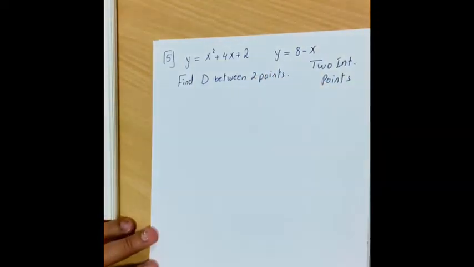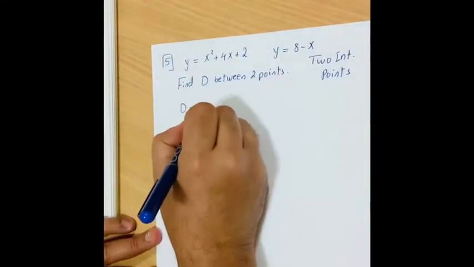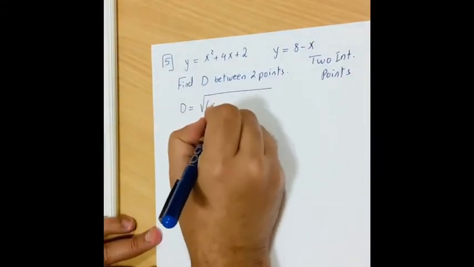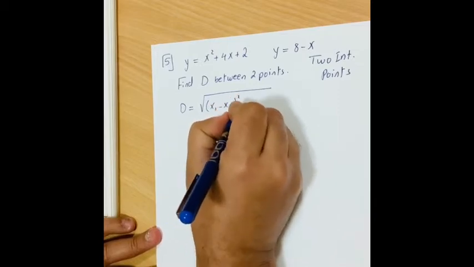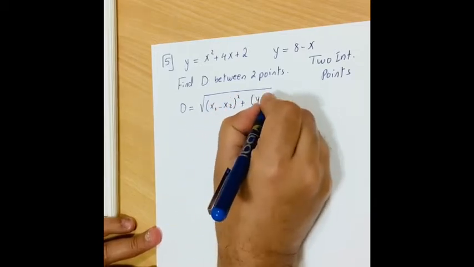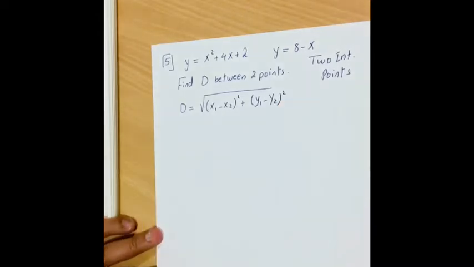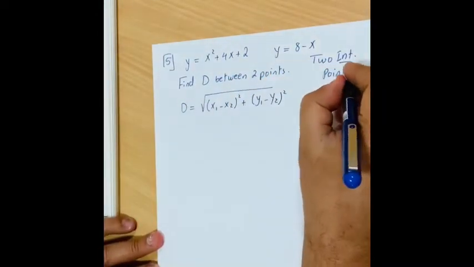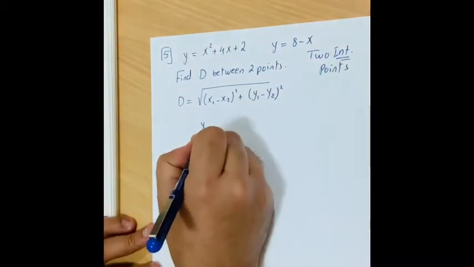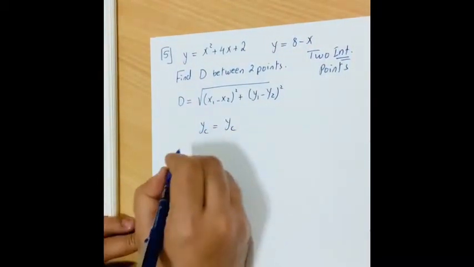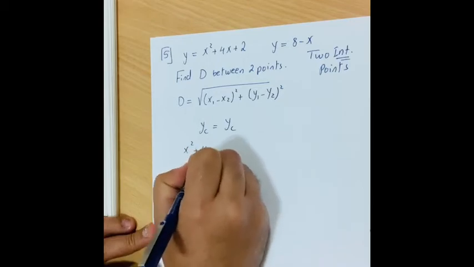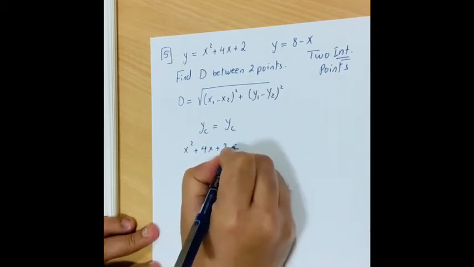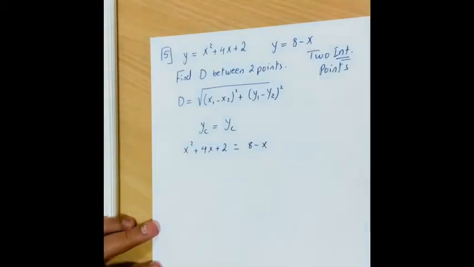You remember that we did the distance part in semester 1. The formula of the distance is the difference between the x coordinates squared plus the difference of the y coordinates squared. First of all, you have to find the intersection points of these two curves. So you do y of the curve equals y of the curve: x squared plus 4x plus 2 equals 8 minus x.